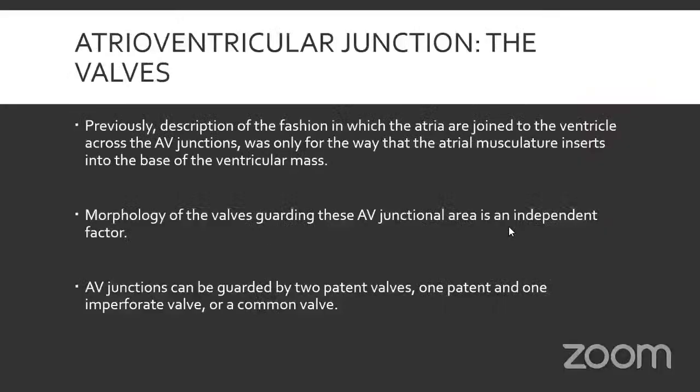Now, okay, so now we finished with the AV connection. The AV connection, as we said, is basically the way that the atrial musculature is joined to the ventricular mass. That doesn't say anything regarding the valves that are guarding these AV connections. Obviously, when you're trying to classify or analyze the heart, you'd need to comment on the valves of the AV connection. You can have two patent valves and two AV connections, you can have one patent and one imperforate, or you can have one common valve.